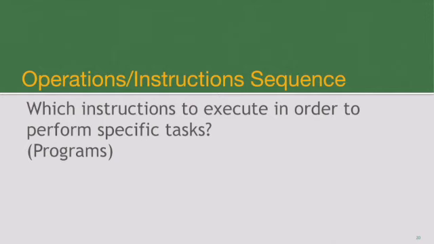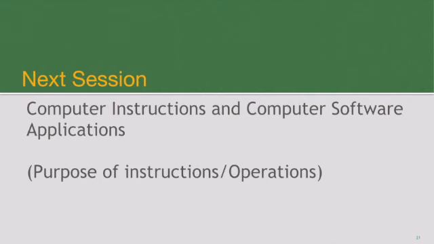We write in a high-level language, and then a compiler converts those programs into the machine-readable instructions. This is something that we will see in the next session, the computer instructions and the computer software applications. Over there, we will also see the purpose of some of the instructions that we saw. We saw the groups, but we did not see the purpose of each group. So in the next session, we are going to have a look at the purpose of each instruction group.